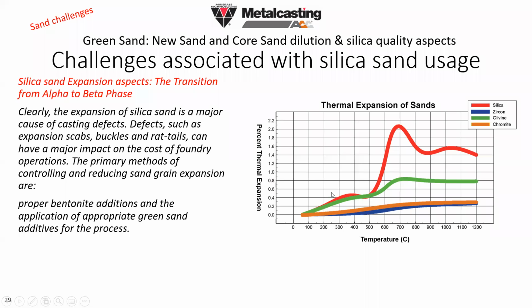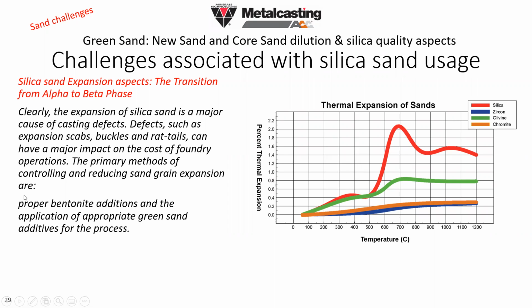So it doesn't happen in a very regular curve. As you can see on this graph, it's not a regular increase like that. Above 500, there is a very quick expansion, even with a retraction after that. It's typically a bad effect for the risk of defect. Clearly, the expansion of silica sand is a major cause of casting defect, as I was just explaining.